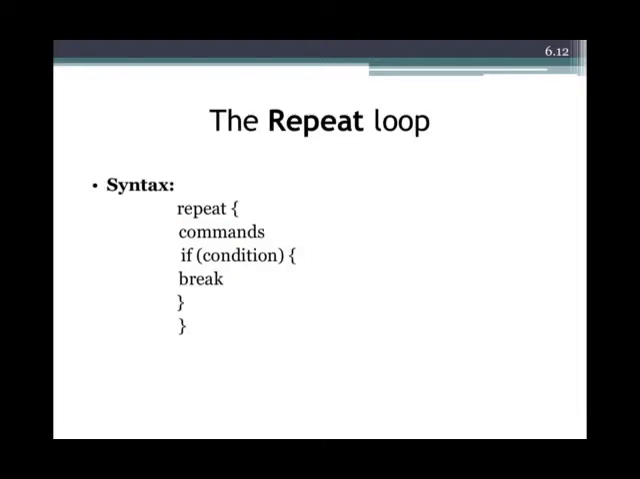In the repeat loop, we repeat the commands which are there in the curly braces, and we have a condition inside based on which we come out of the loop. To break away from a loop, we use the keyword break.